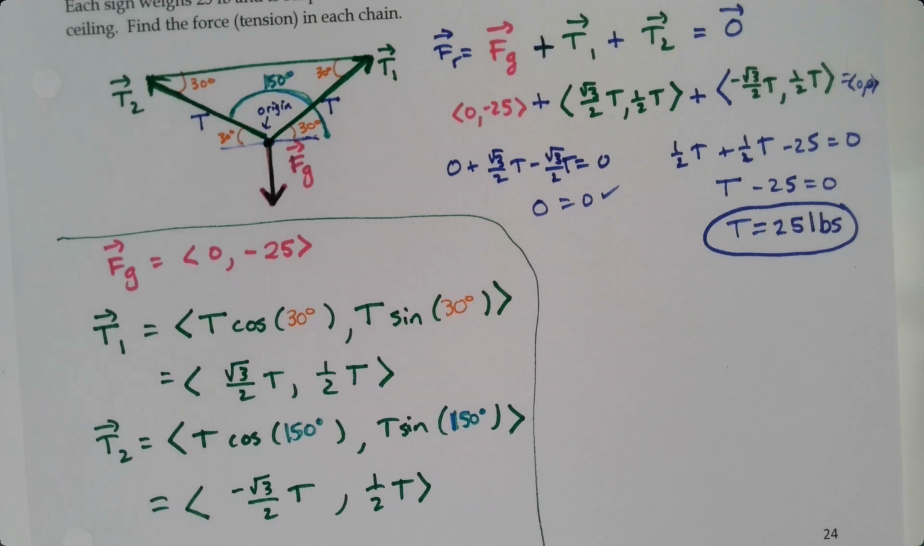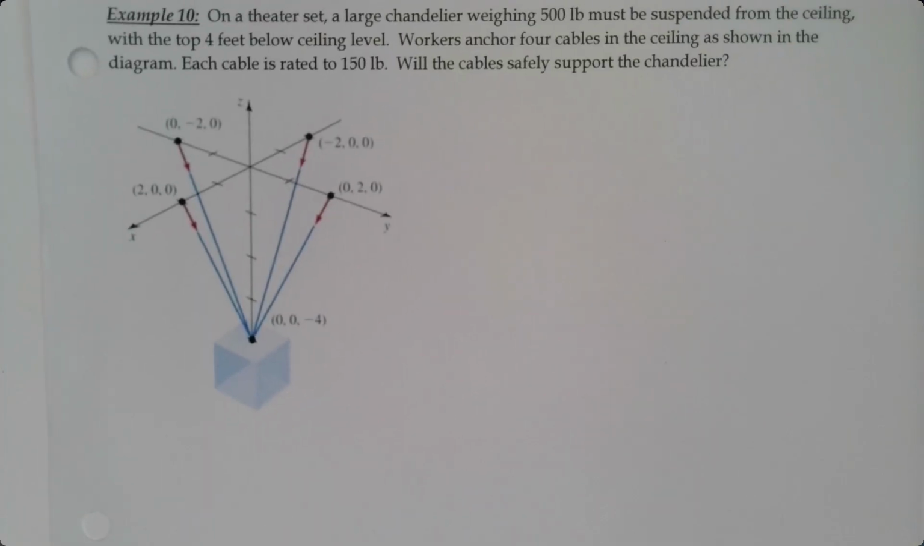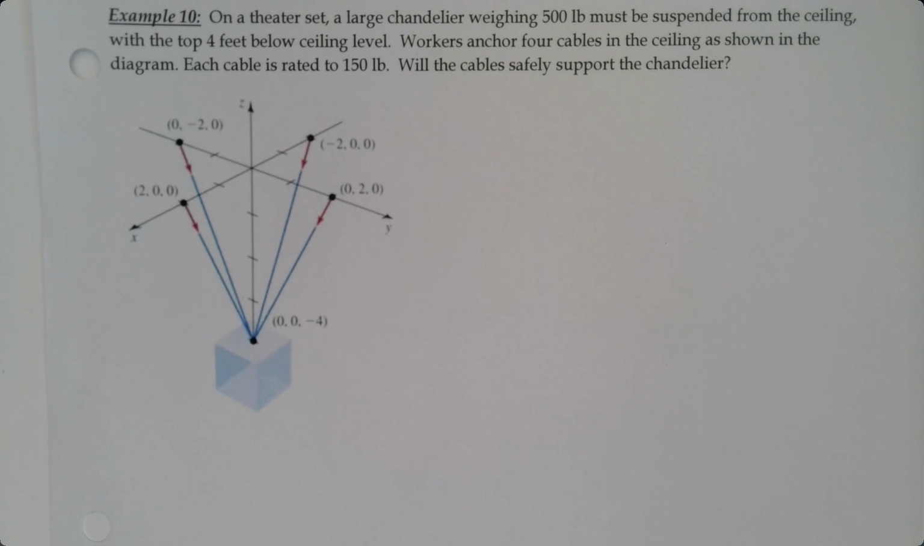All right, let's kick that up a notch and do it for a pendant, something large, a large chandelier. So we have a large chandelier weighing 500 pounds. It's suspended from the ceiling with the top 4 feet below the ceiling. Workers anchor the 4 cables in the ceiling as shown below. Each cable is rated to 150 pounds. Will the cable support the chandelier? Hello, engineering question. This is the kind of question that's very basic, but it's an engineering question.